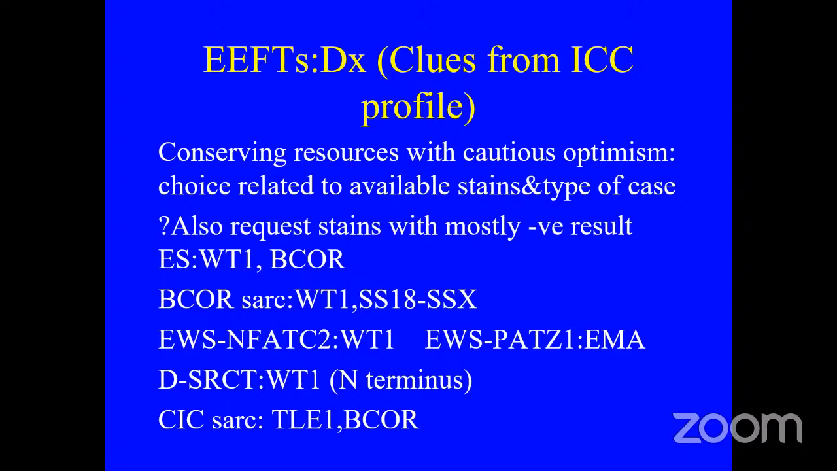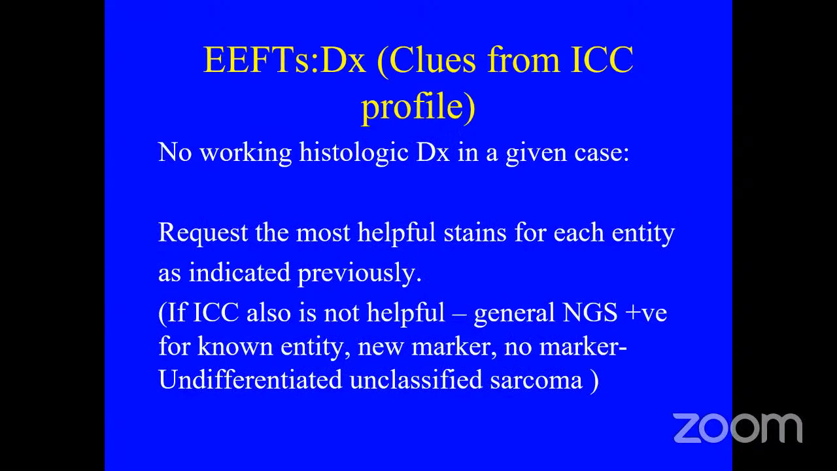And from a practical point of view, I have suggested to you a condensed IHC panel in order to conserve your resources. Now, there will be cases in your experience in which you may not be able to come to a working histologic diagnosis. So what do you do in this case? I would suggest that you request the most helpful positive stains for each entity, as I have indicated previously. If even after taking this step you are not able to get a working diagnosis, then you will have to go to general next generation sequencing, so that you will be able to recognize a positive known entity, or you may recognize a new marker. And even with this exercise, if you may not be able to demonstrate any marker, then you just call it undifferentiated, unclassified sarcoma.